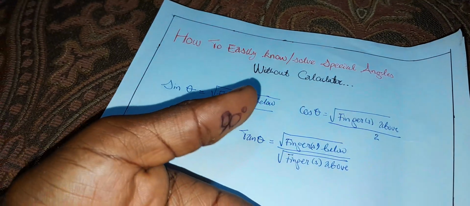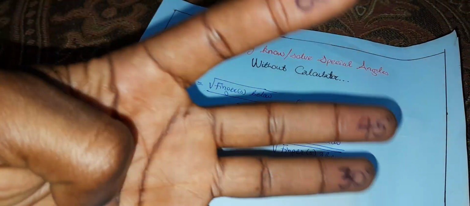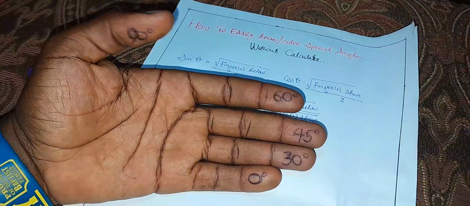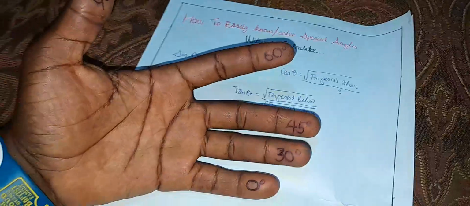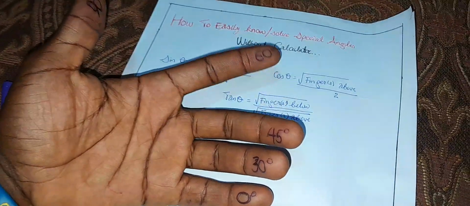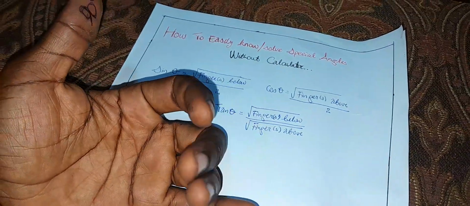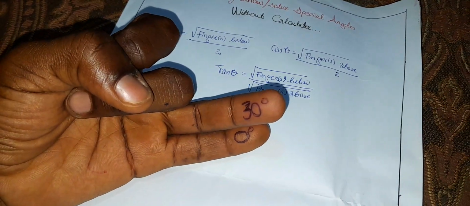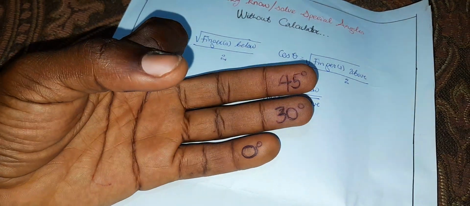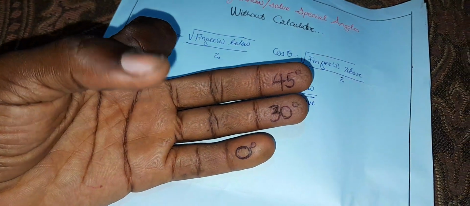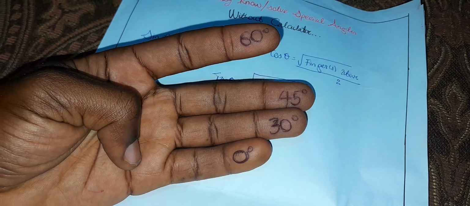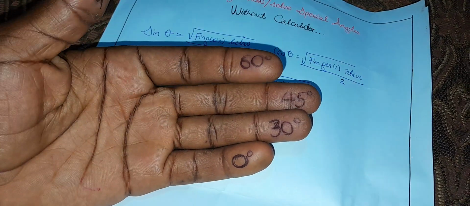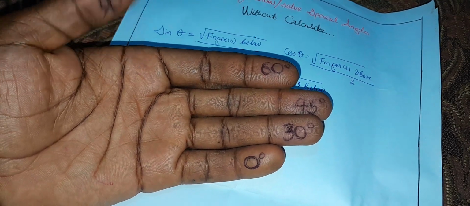What about sine 90? How many fingers are below 90? 4 fingers are below 90. So it will be square root of 4 over 2. The square root of 4 is 2. 2 divided by 2 is 1. So it means sine 0 is 0. Sine 30 is 1 over 2. Sine 45 is square root of 2 over 2. Sine 60 is the square root of 3 over 2. And sine 90 is 1.